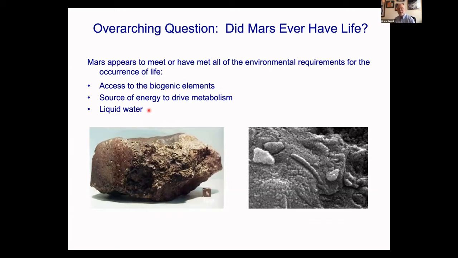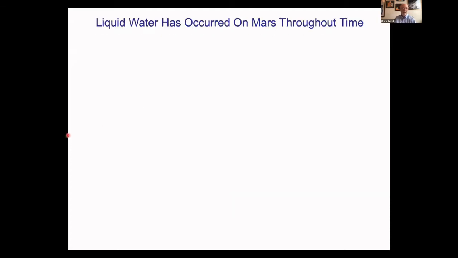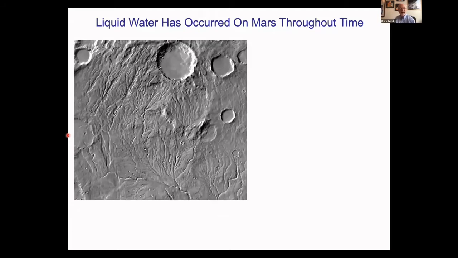Mars meets all these requirements, and therefore it's not a stupid question to ask, could there be life? If there was, what was it like? And what we see is that Mars has liquid water. We see evidence for that in channels that look like runoff valleys, valleys formed by runoff of precipitation.